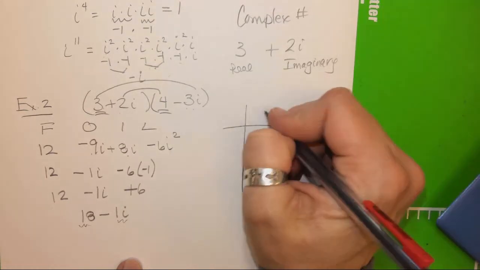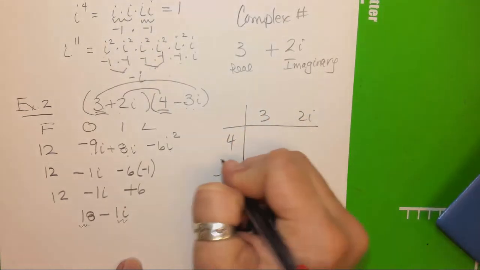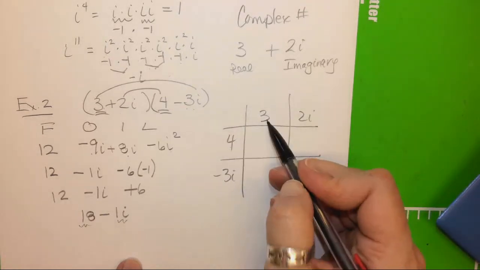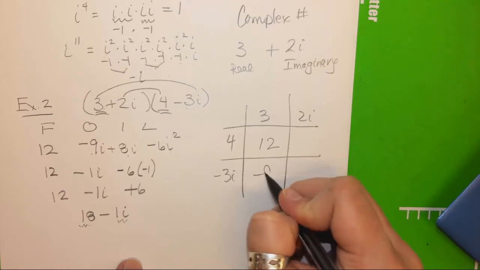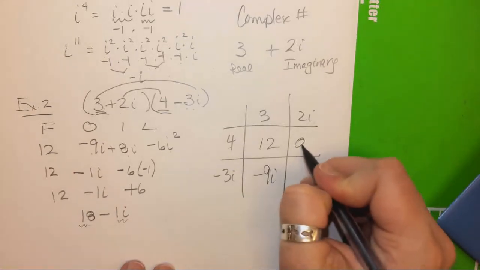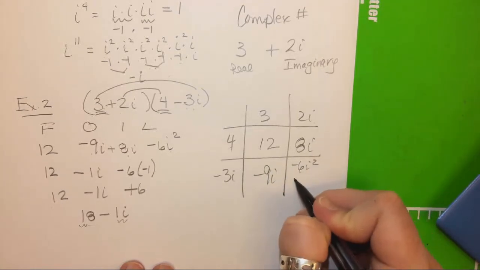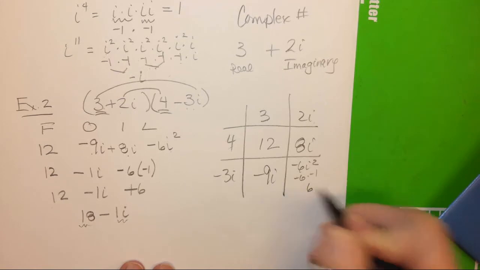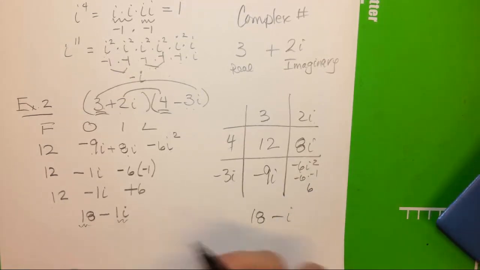If you use the box method, we have 3, 2i, 4, negative 3i. You can do the exact same thing. 4 times 3 is 12. 3 times negative 3i is negative 9i, just like we did over here. 4 times 2i is 8i, and negative 6i squared, which is negative 6 times negative 1, which gives us 6. And we have 18 minus 1i.